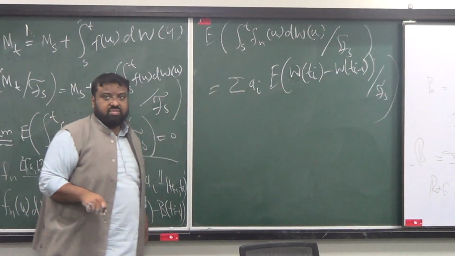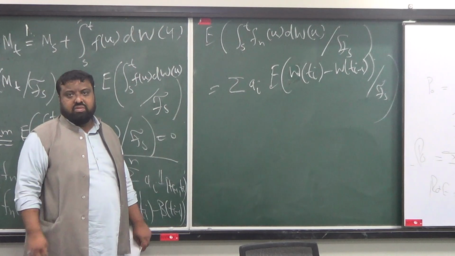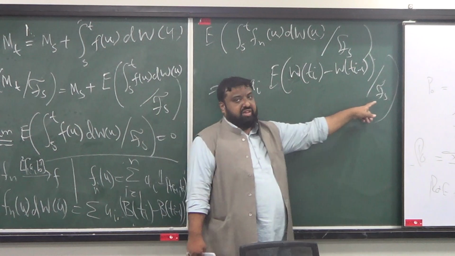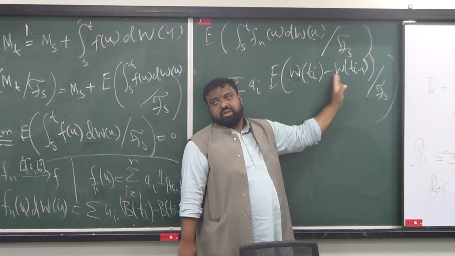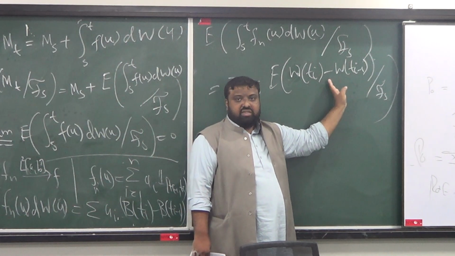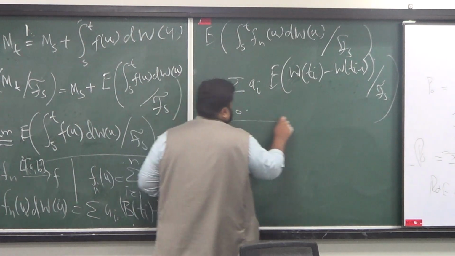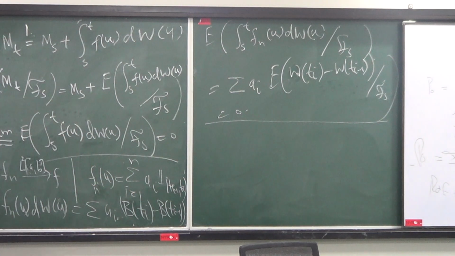Okay. Now what is this expectation? So it must be 0. Why? Because this is independent of Fs. So this will be equal to the expectation of W_t_i minus W_t_{i-1}, and the expectation of the increment of the Brownian motion is 0, so this must be 0.